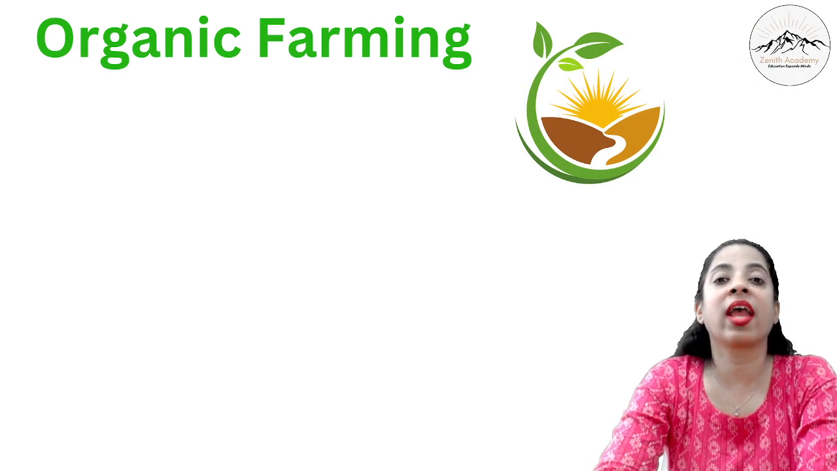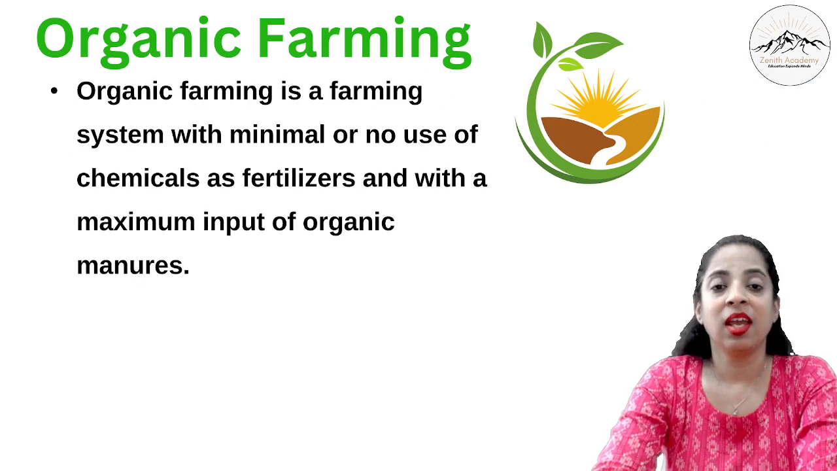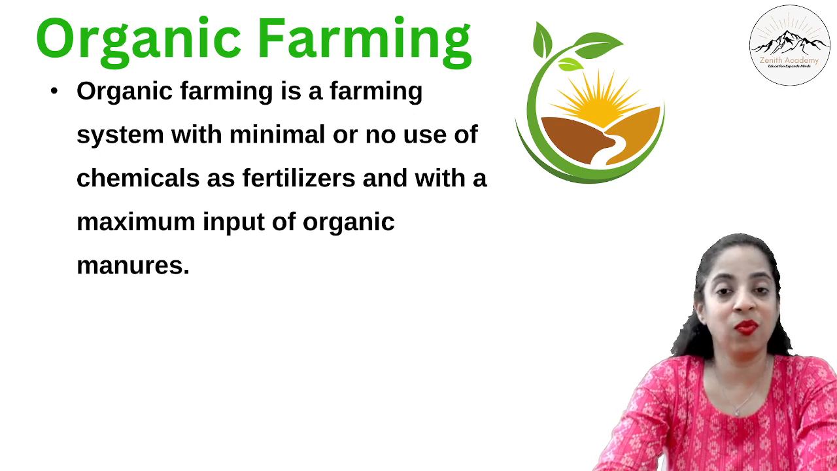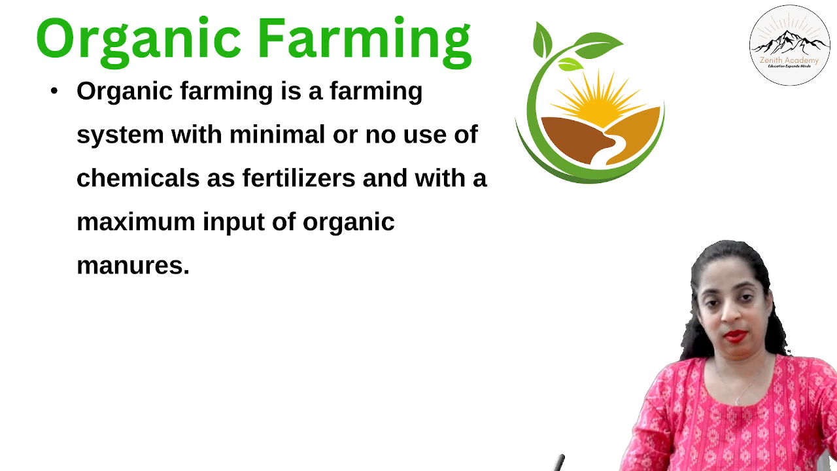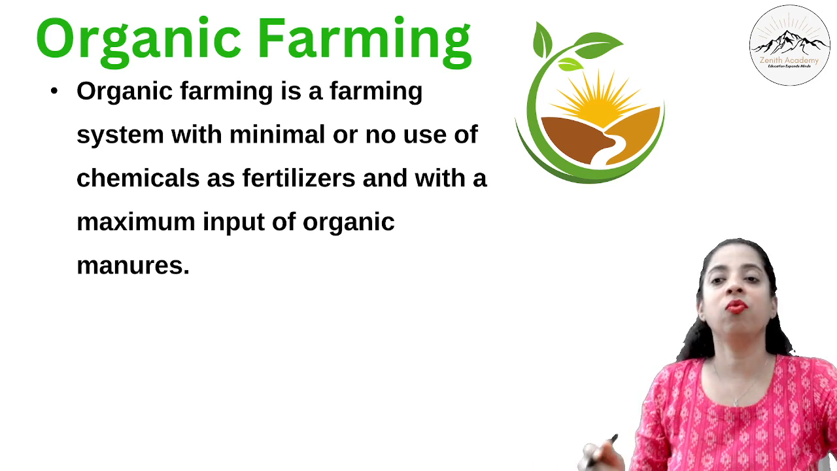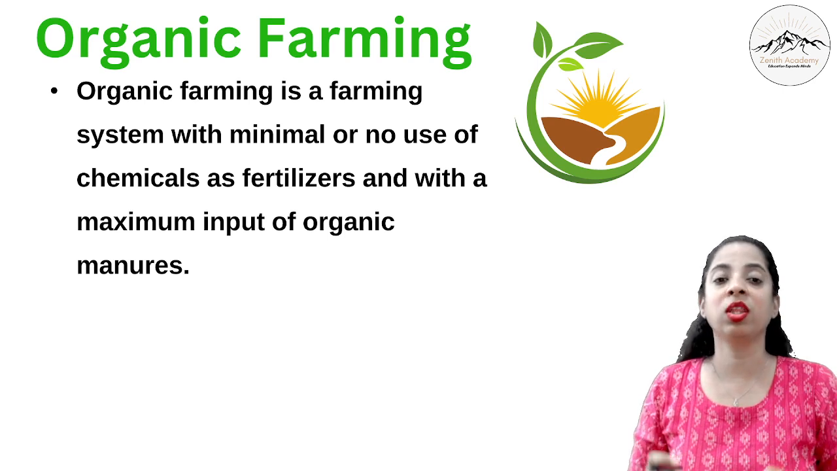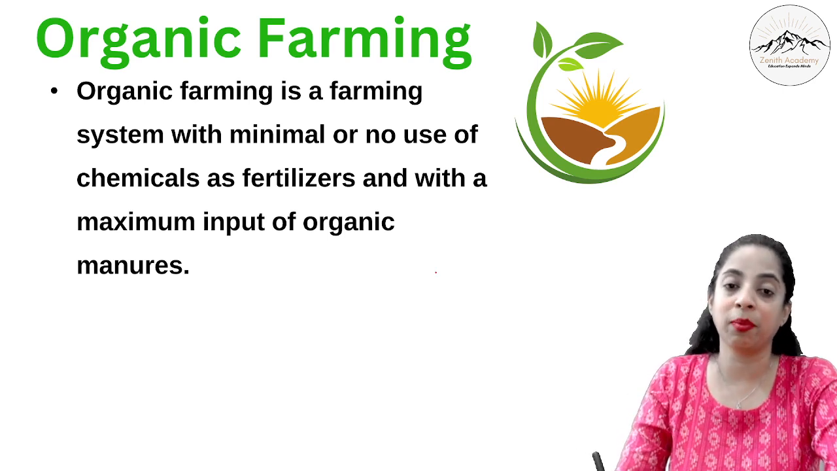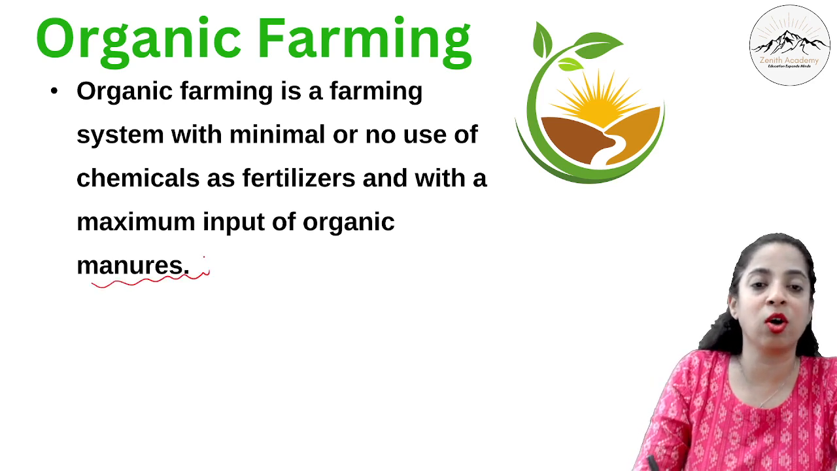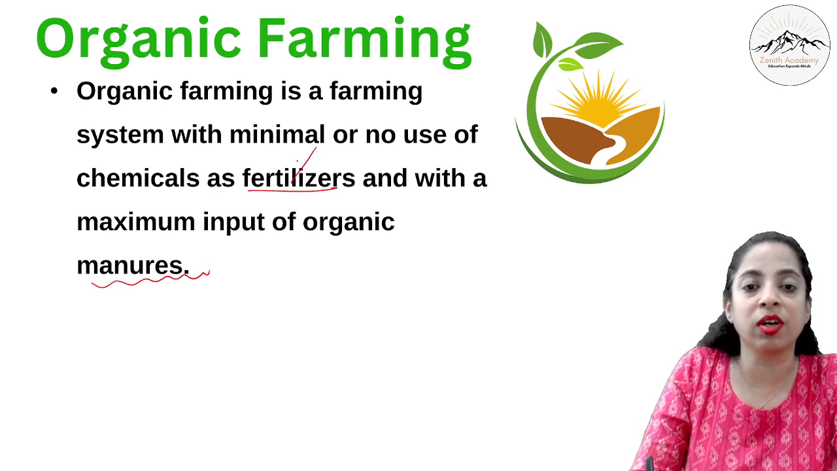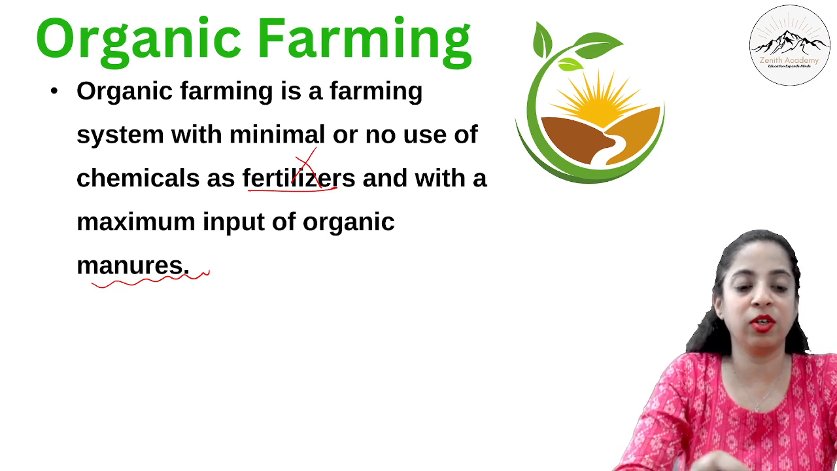Next, organic farming. What is organic farming? As the name suggests, it is a farming system with minimal or no use of chemicals as fertilizers. So we do not use any chemical as fertilizer, and with maximum input of organic manure. So what we do is we add a lot. We use manures but we don't use fertilizers. I hope this is very clear to you all.